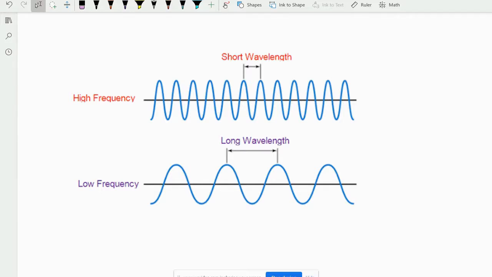Now, when we're dealing with frequency, we're going to use the Greek symbol called nu. It kind of looks like a V. It's not a V, but it looks very similar to that. And the other aspect of waves that we need to consider when we talk about radiation is something called wavelength. And wavelength is represented as a Greek letter called lambda.